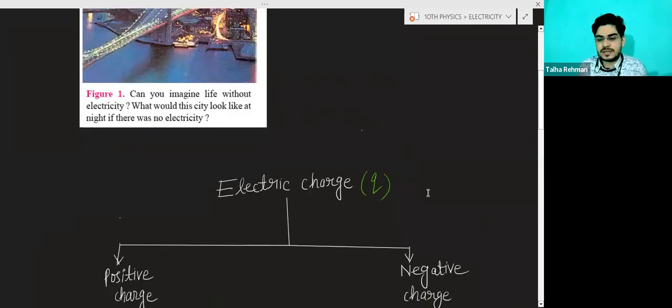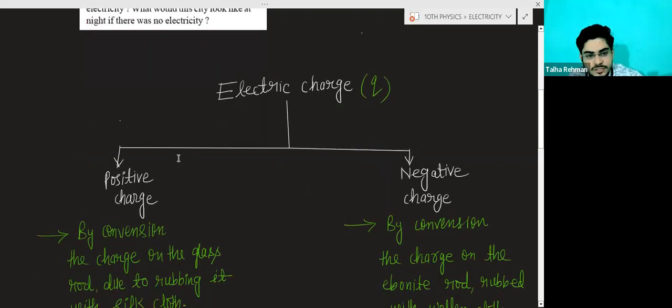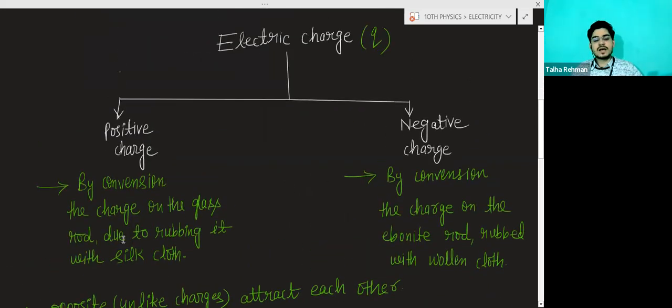So in earlier days, they found out that there is something called charge, and there are only two types of charge available on any body: positive charge and negative charge. So earlier, by convention, they said positive charge is the charge on the glass rod due to rubbing it with silk cloth. So what does it mean?